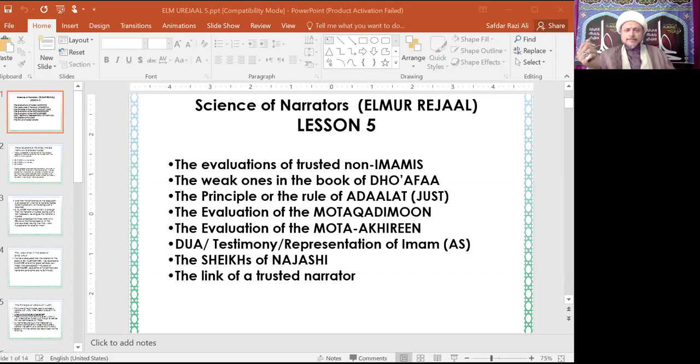Shuyukh of Najashi, we don't know. We find someone in one of the hadith who pops up. We don't have any information about him. We only know that he was one of the teachers of Najashi. Sheikh means teacher. Like nowadays, people call the Hausa teachers Sheikh.